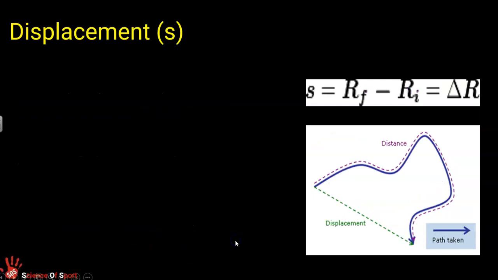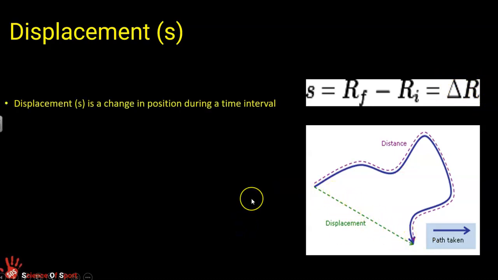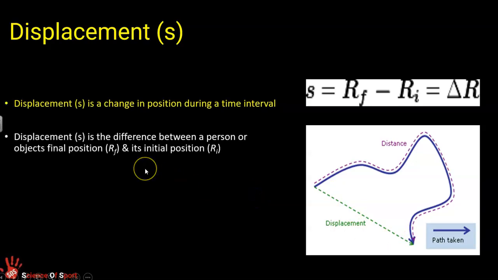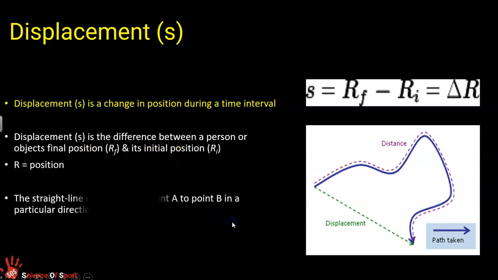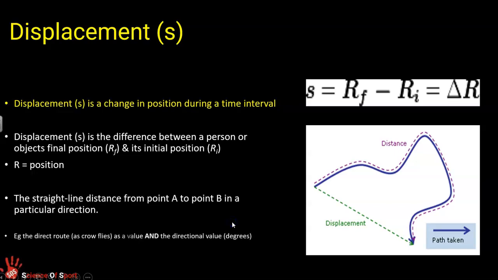In contrast then, displacement is final position minus initial position, and gives you the change in position. So from here to here, what's the difference in their position? So displacement is a change in position during a time interval. It's the difference between a person or object's final position and their initial position. And obviously it does account for direction in this context here.